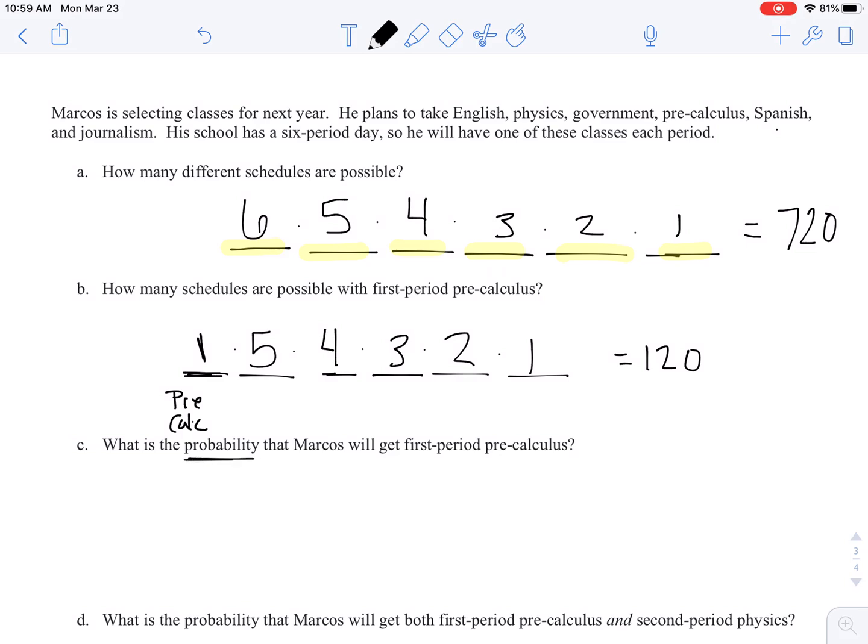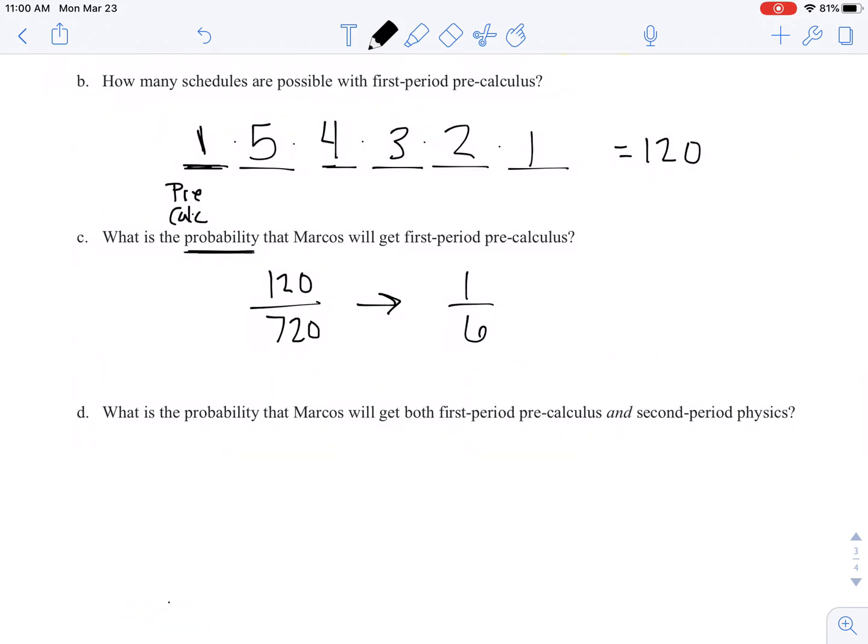Part C says, what is the probability that Marcos will get first period pre-calculus? Well, it's 120 out of 720, which simplifies to 1 out of 6, which makes sense. If there's 6 classes and 6 periods, it makes sense that he has a 1 out of 6 chance of getting pre-calculus first period.